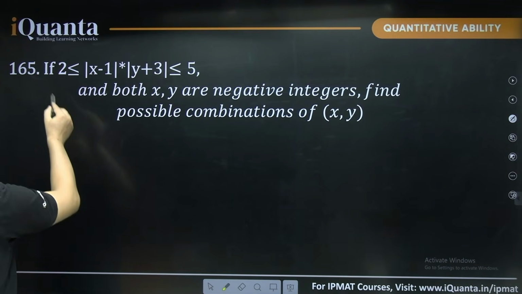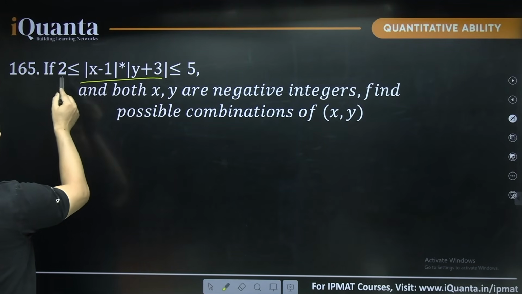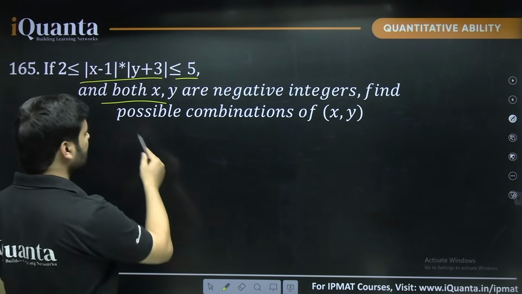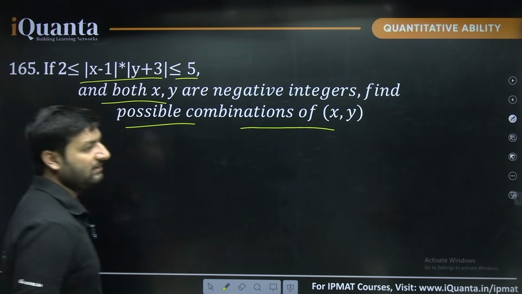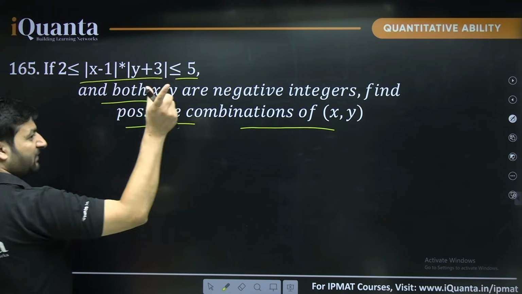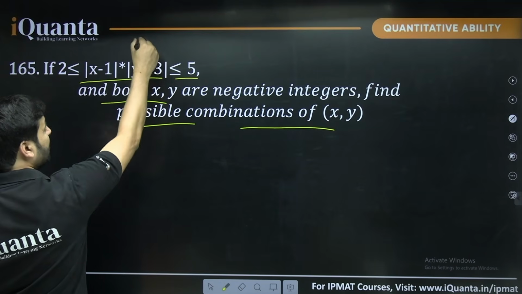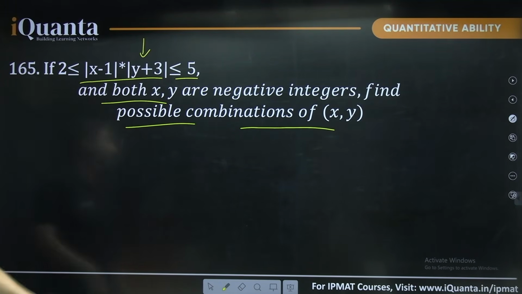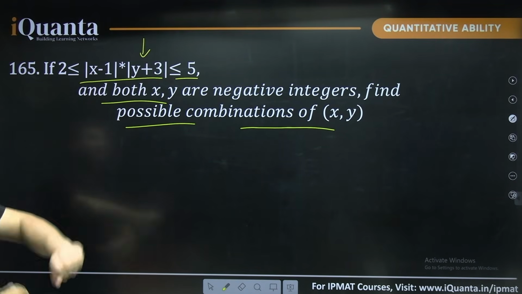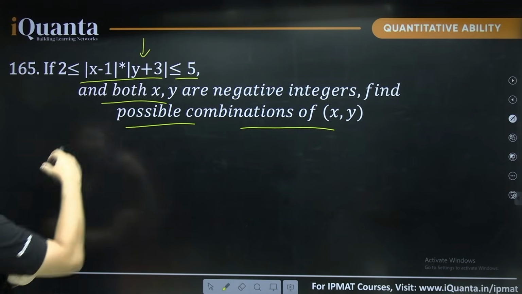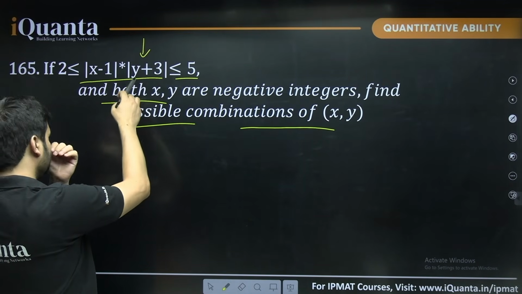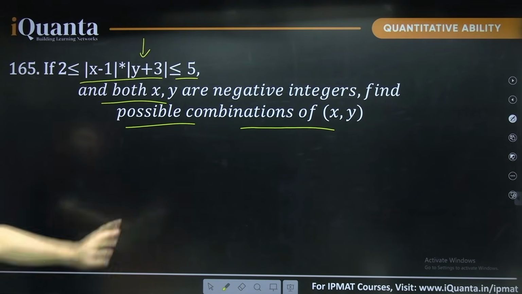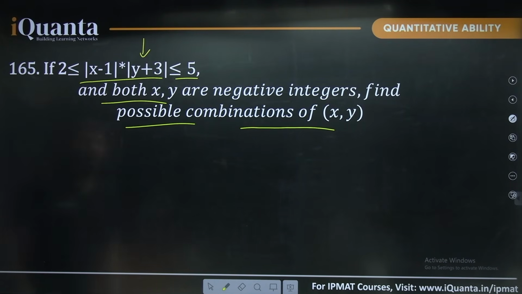Let's try this question. If this product is greater than or equal to 2 and less than or equal to 5, and both x, y are negative integers, find the possible combinations of x, y. Now in the previous question we had |y| plus something. Here this is |y + 3|, so we don't have any control on the values of x and y. This y + 3 can be 0 as well, because if y is −3 this will become 0. So y can have any value, positive or negative.